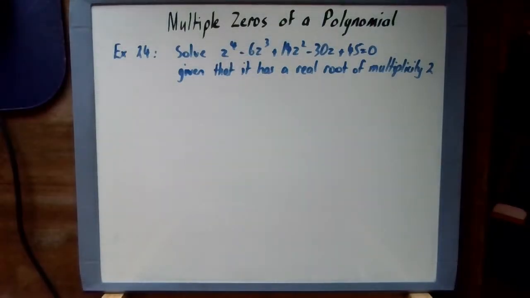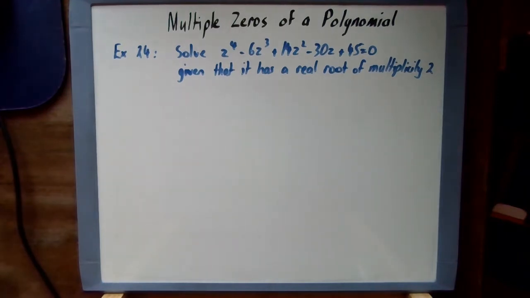Let's consider the situation when we have multiple roots of a polynomial, or multiple zeros being identical. When there are multiple zeros of the polynomial that are the same, we talk about them having a multiplicity of however many there are. So if there are two zeros that are the same, they have a multiplicity of 2. If there are 3, they have a multiplicity of 3, and so on.